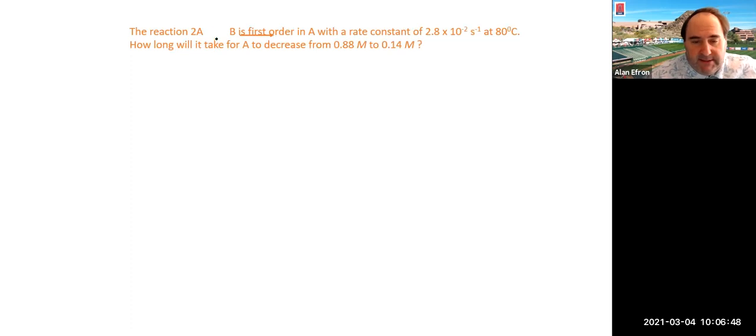All right, so why don't you take a second here? We have this reaction which goes from 2A to B is first order with a rate constant of 2.8. How long will it take for A to decrease from 0.88 molar to 0.14 molar? So take a minute or two and see what you come up with, then we'll talk about it.